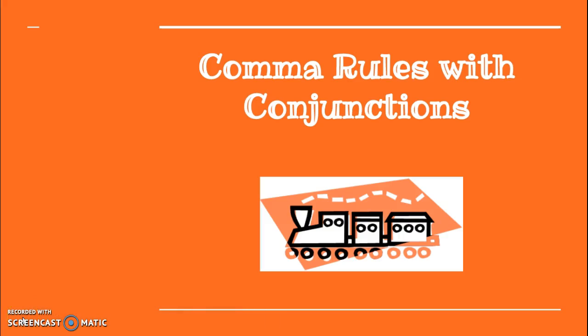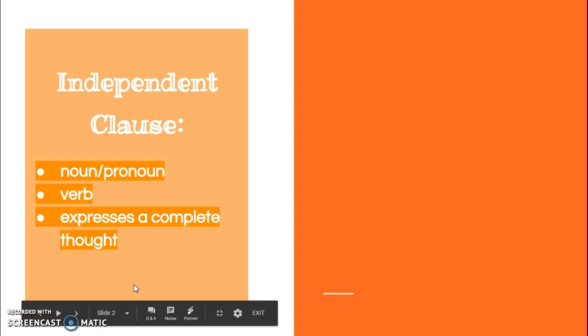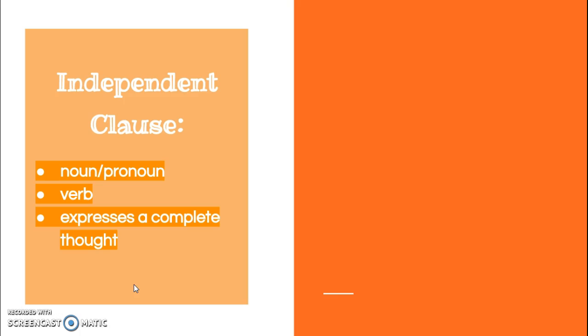Hi everyone. Today we are going to talk about our comma rules that we use when we're using conjunctions in sentences. So the first thing that we need to do is refresh your memory on independent and dependent clauses. So this is basically saying what is a complete sentence and what is not a complete sentence. An independent clause is considered a complete sentence.